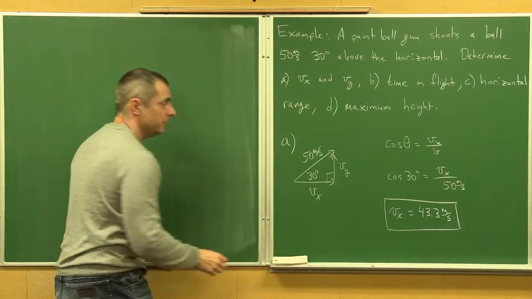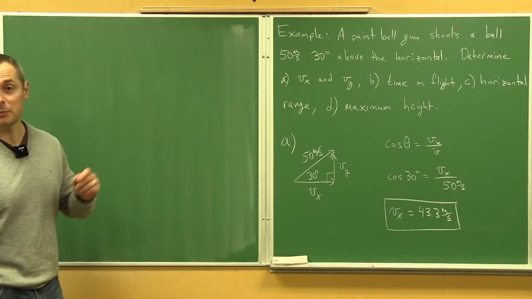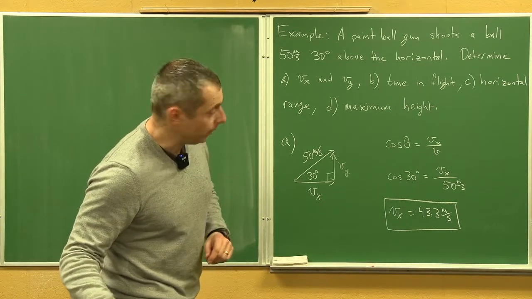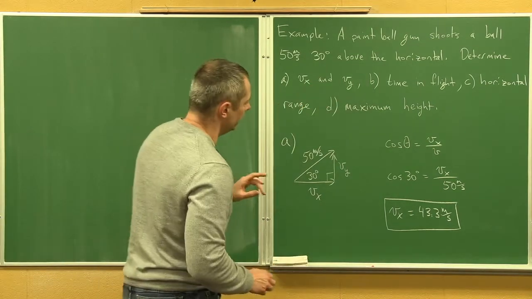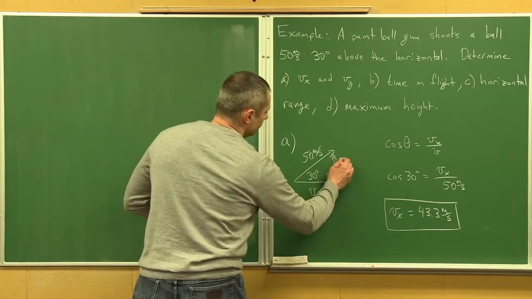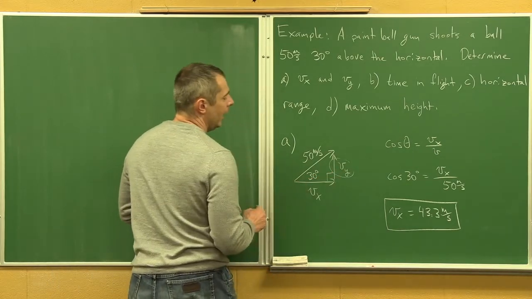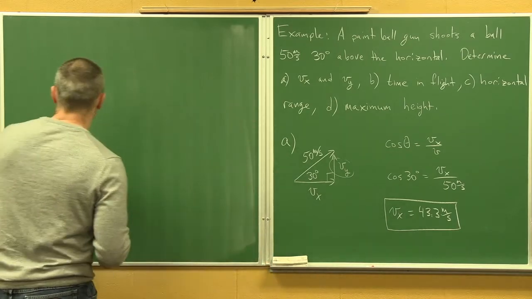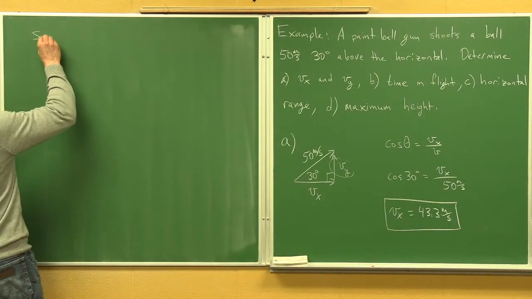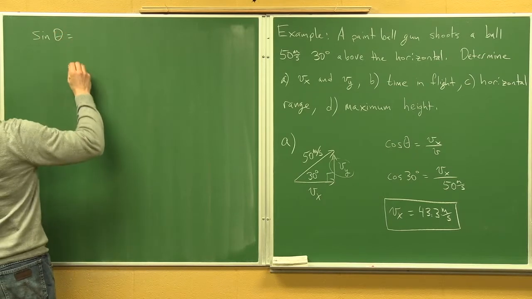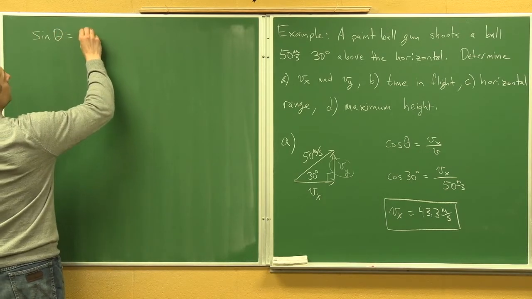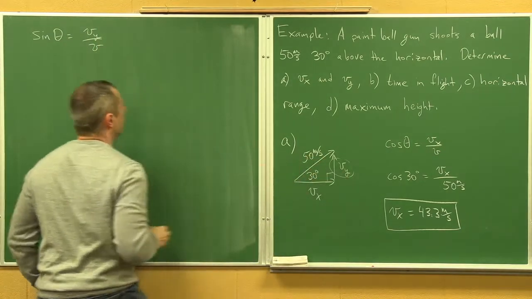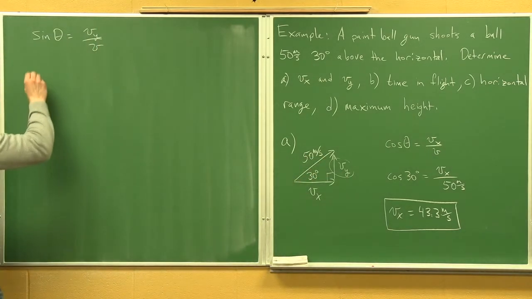All right, so let's move on. But if you need a moment to catch up, I'll create a pause to allow you to copy that down. Part B, the time of flight. Oh no, I didn't finish. I got to get Vy. So that's this side over here. Notice it's the opposite side, and I have the hypotenuse, so I'm going to use the sine function. Once again, I've got to write a formula first. Sine theta equals, this time maybe I'll be consistent, Vy over V, the opposite side over the hypotenuse. Plugging in my numbers.